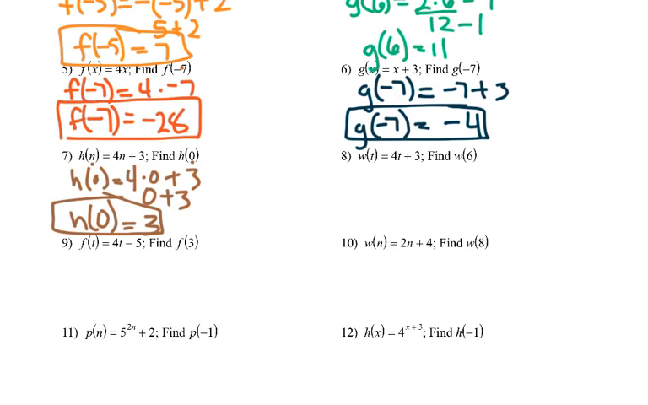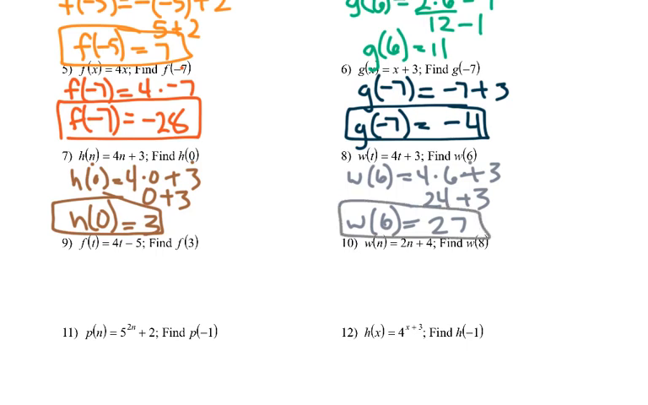Number 8, so 6 for our input. So w of 6 equals 4 times 6 plus 3. 4 times 6 is 24, plus 3 gives us 27. So, input of 6, output of 27. Okay, f of 3 now equals 4 times 3 minus 5. 4 times 3 is 12, minus 5 is 7. f of 3 equals 7.